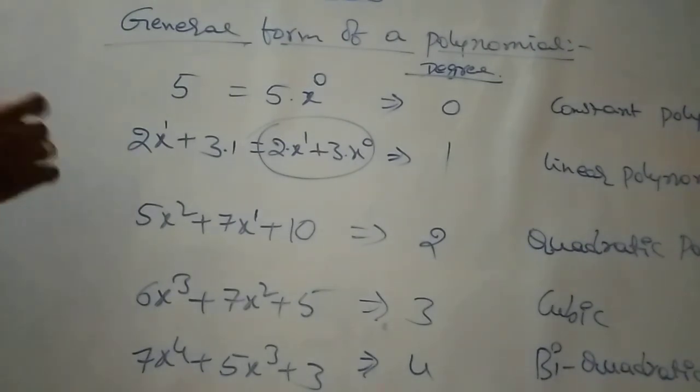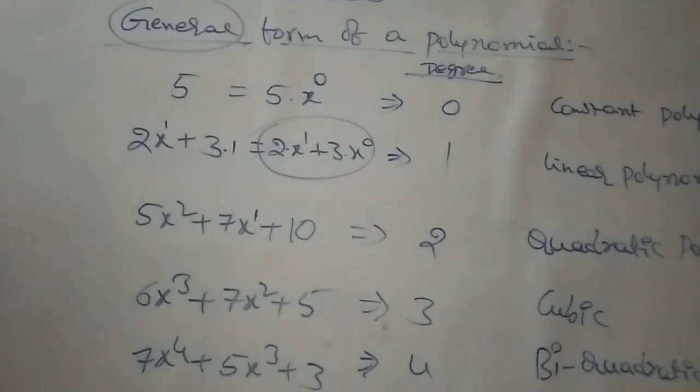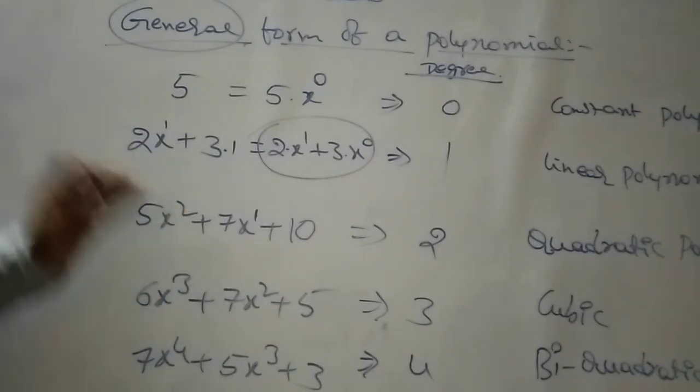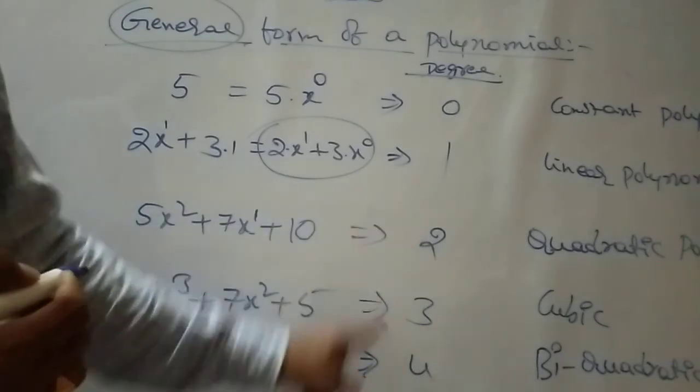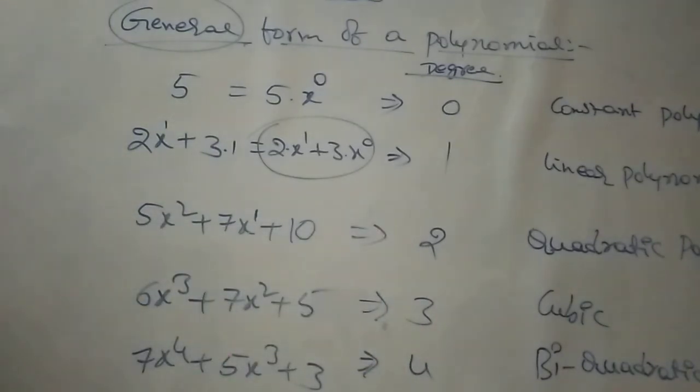Biquadratic polynomial. Now coming to the topic, the general form of a polynomial. Types of polynomials according to degree. Suppose the degree is more than 4, for example degree 5: 8x power 5 plus 5x power 4.